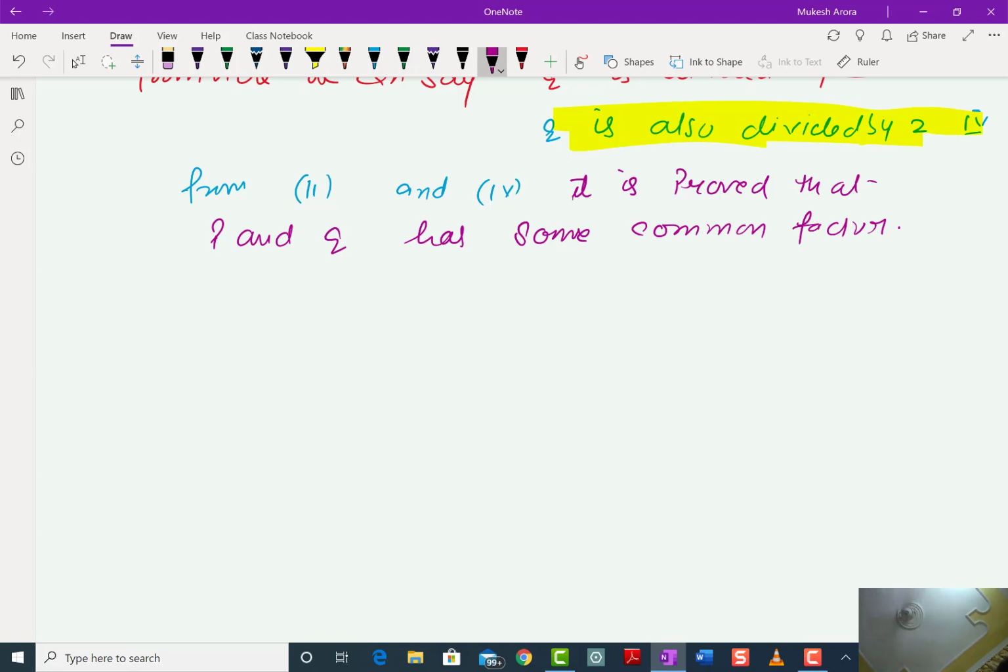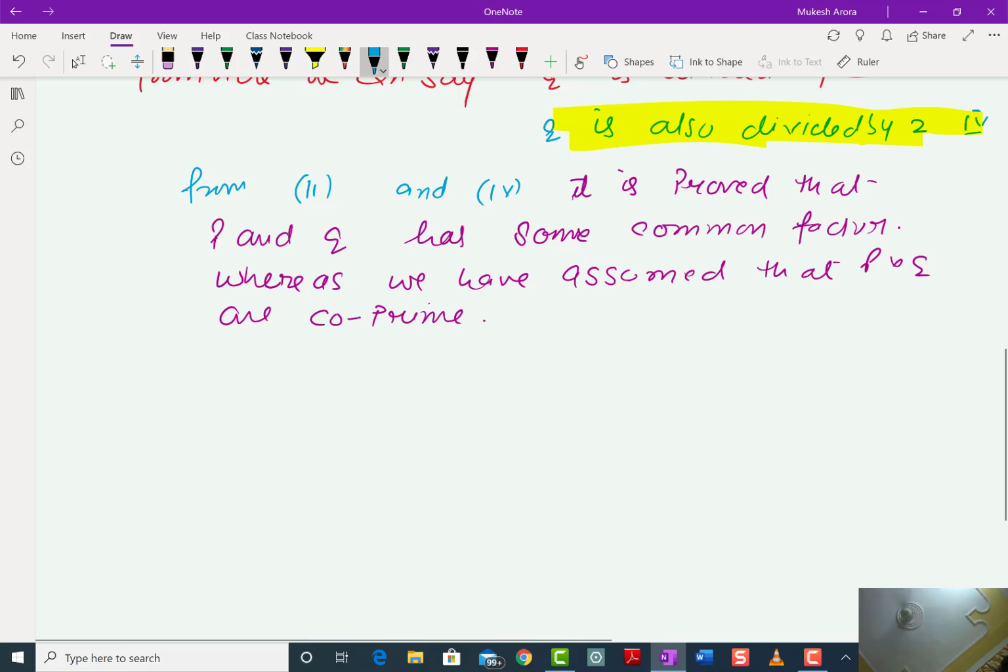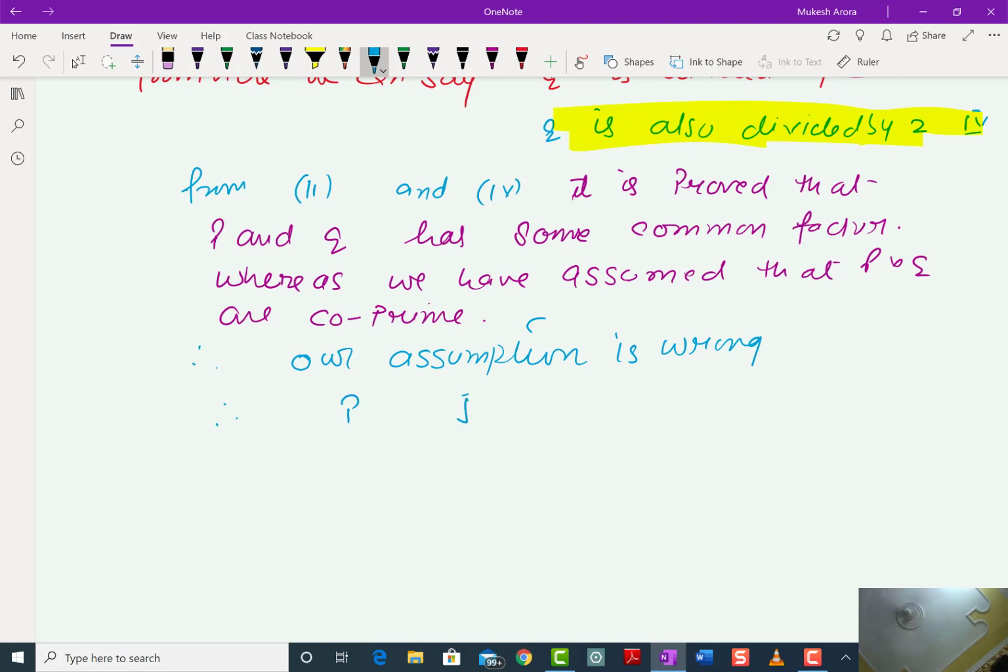Therefore, whereas we have assumed that p and q are co-prime, therefore our assumption is wrong. Therefore, under root 2 is an irrational number, or under root 2 is not rational.